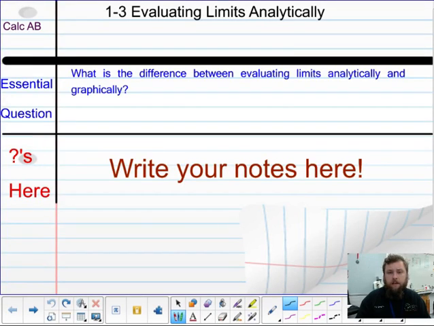Welcome Calculus AB. This is 1-3, Evaluating Limits Analytically. The essential question is, what is the difference between evaluating limits analytically and graphically?